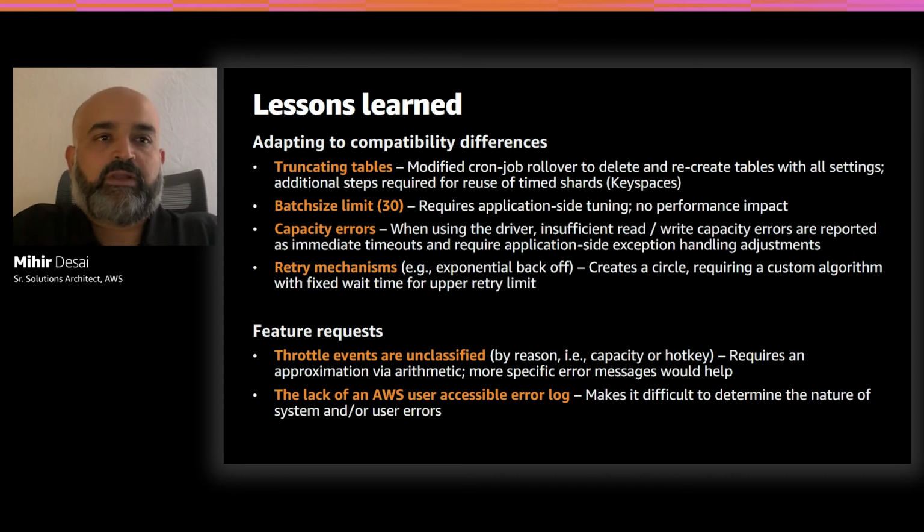So 2 feature requests, in addition to the TTL feature, from these lessons learned that PwC is requesting. Classify the throttling events by reason, for example, by capacity or by hot key, and expose more user-accessible error logs to enhance monitoring and alerting of the system and user logs.